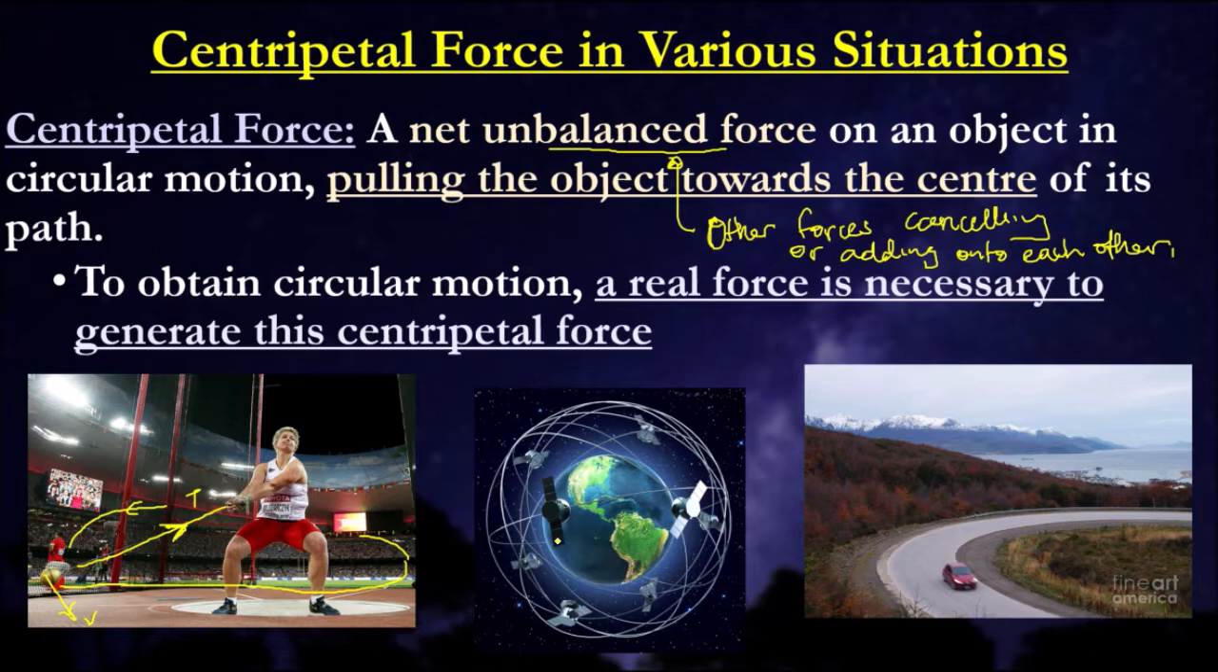We also have satellites. So the contributing centripetal force would be gravitational force. And if you're driving on a roundabout around a particular road, the cause of that is friction of the road pulling the car towards the center point there. So those are just some examples of where the net resultant will come from to cause this centripetal force or to see this circular motion.